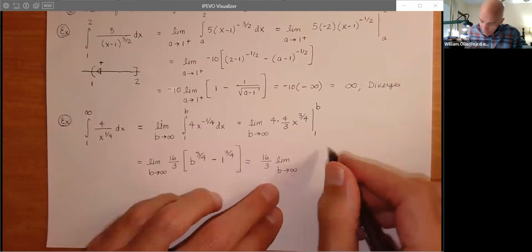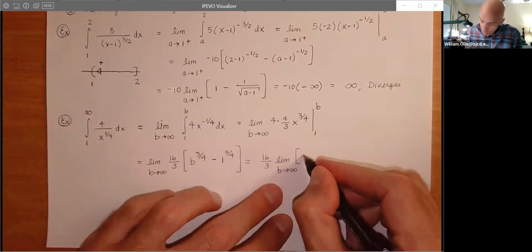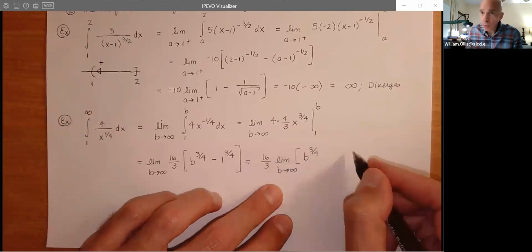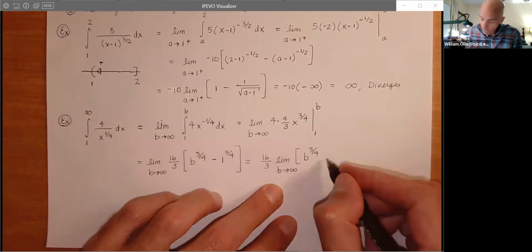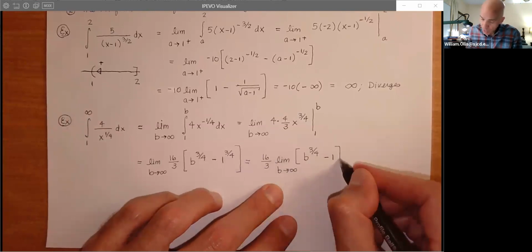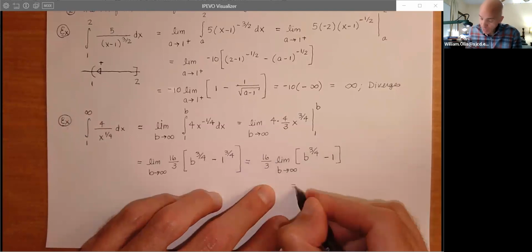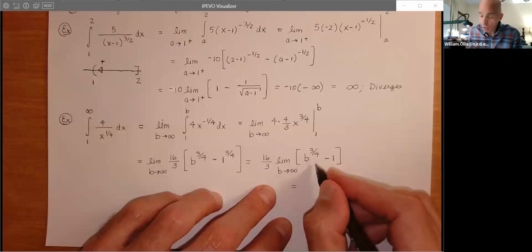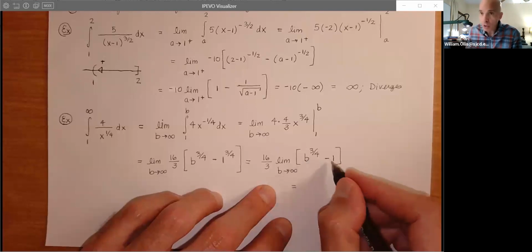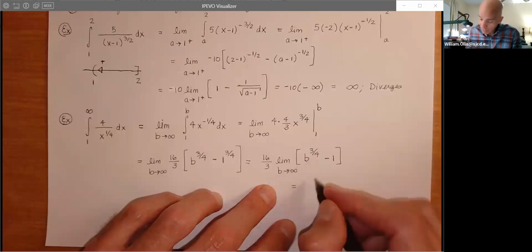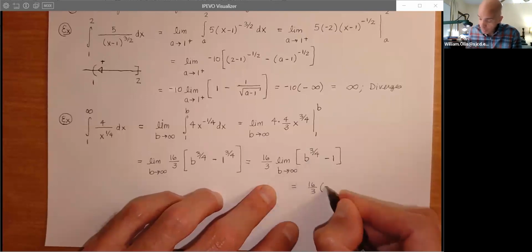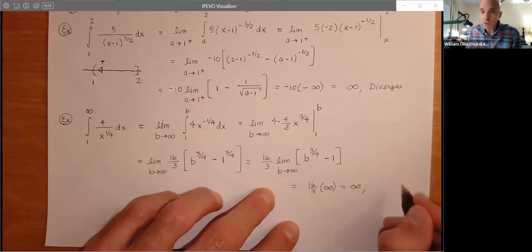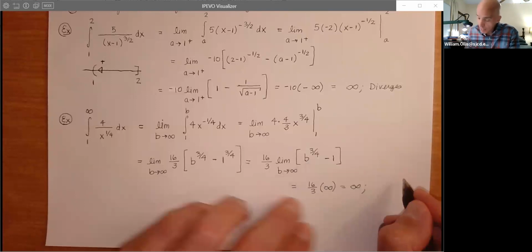And so now we've got the limit of an increasing function. B to the 3/4 is an increasing power function, and of course, 1 is 1. So as B tends to infinity, this increasing function just gets larger and larger. It becomes infinite, and of course engulfs the -1. So we just basically have 16/3 times infinity, which is infinity. So don't lose hope, since the first two examples don't exist. So we say it diverges.